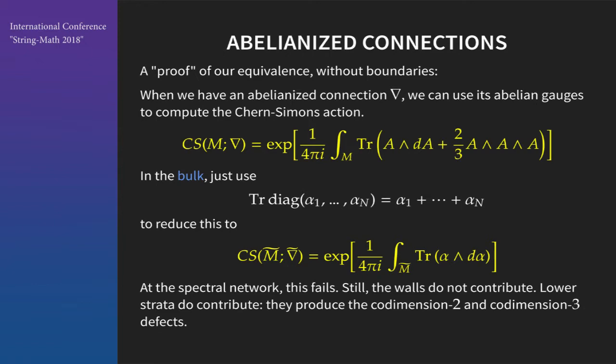So for essentially a completely trivial reason, if you can write your connection in an abelian gauge, then the Chern-Simons action just reduces to the abelian Chern-Simons. Now, of course, all the subtlety comes from the fact that you can't literally write the connection as abelian everywhere. Nevertheless, we've set it up in such a way that the jumps of the gauge in codimension 1 come just from unipotent matrices, and those don't contribute to the Chern-Simons action. So all you're left with is a contribution from these codimension 2 and codimension 3 strata, and that's what produces the defects that I described in the modified GL1 Chern-Simons.